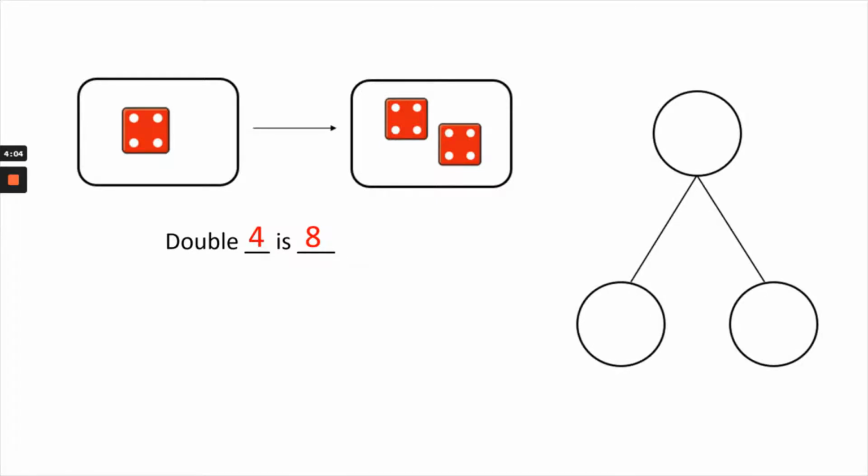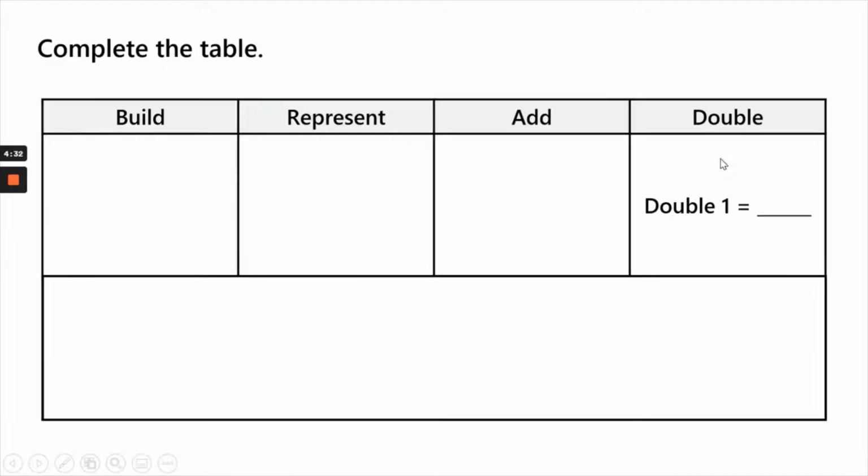So let's have a look at our part-whole model. How will that look? What number will be in the bottom boxes? What number did we start with? 4. Well done. And how many equal groups? One equal group of 4. Two equal groups of 4. So we need another 4. And 4 add 4 equals 8.